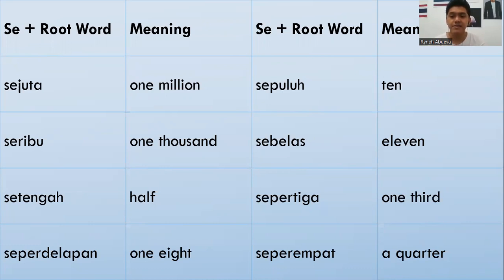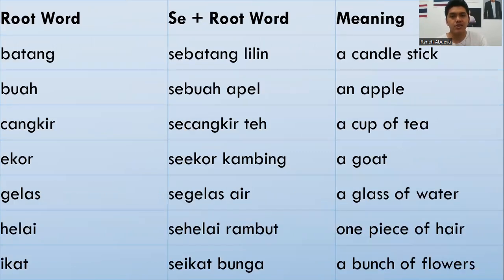Seperdelapan means 1/8. Sepuluh means 10. So, say puluh there as a root word, which means tens and so forth. And then next one is sebelas. Sebelas means 11. Sepertiga means 1/3. And lastly, seperempat, meaning a quarter.